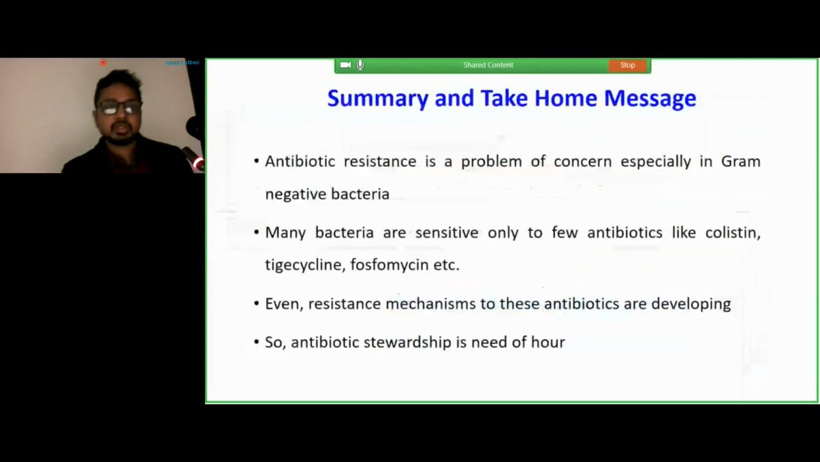So, to summarize, antibiotic resistance is a major problem of concern, especially in gram-negative bacteria. The majority of bacteria are sensitive only to a few antibiotics like colistin, tigecycline, and fosfomycin. This is not only our data, also the pan-Indian data, and even in the Western world this is a major problem. And even resistance mechanisms to these new antibiotics are also developing. So antibiotic stewardship is the need of the hour in our world.